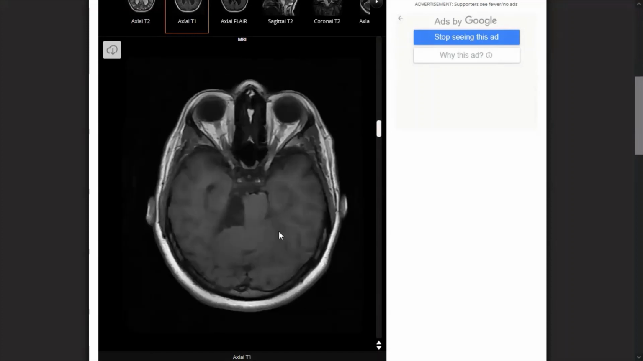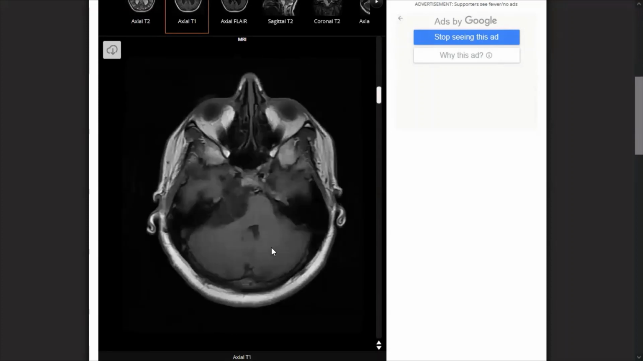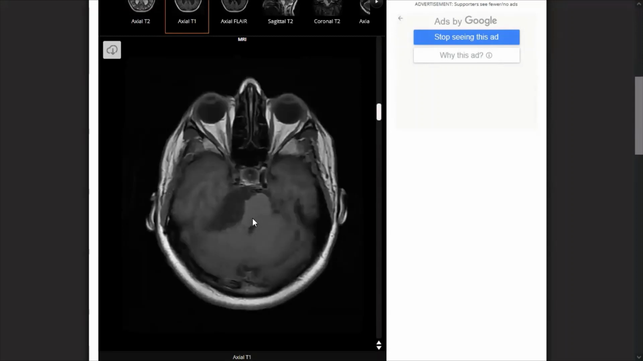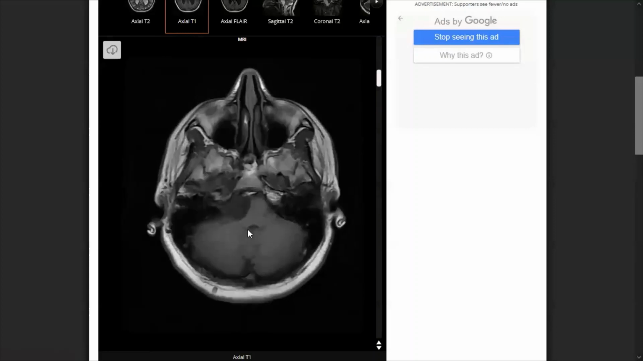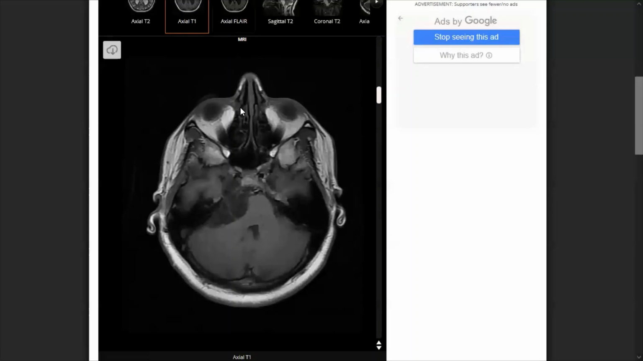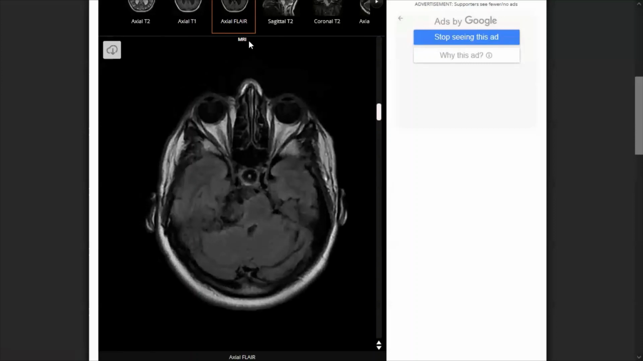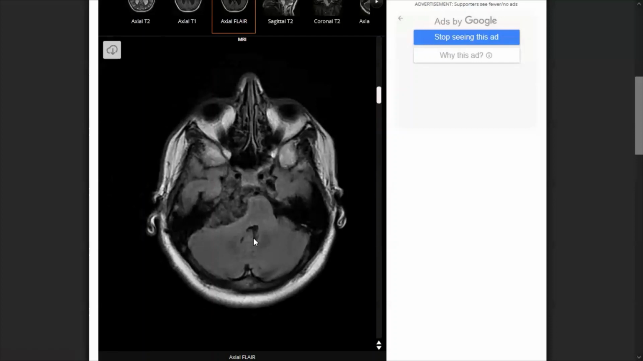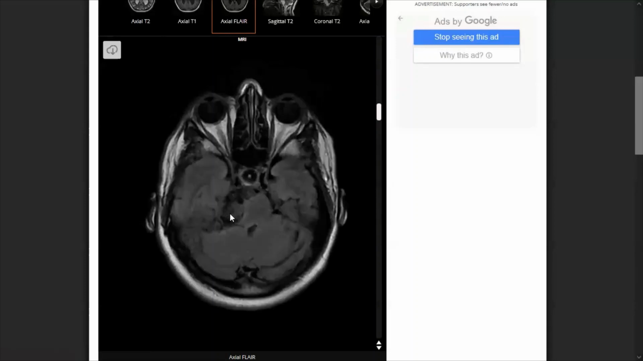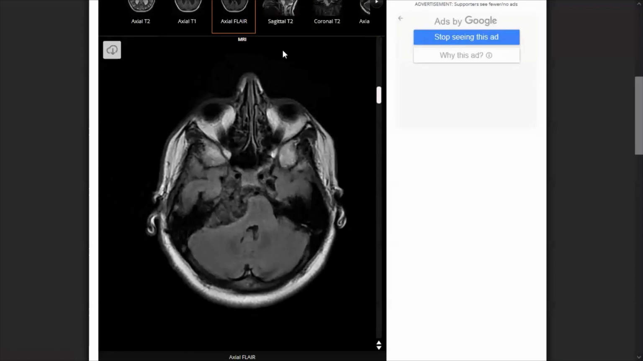This is an axial T1 naked image of the MRI brain of the same patient showing a hypointense lesion causing compression over the ipsilateral brainstem at the level of the pons and slightly at the level of the medulla oblongata. The lesion again appears to be extra-axial in nature. And this is the T1 naked image. This is the MRI FLAIR of the same patient. Within the FLAIR, I can appreciate heterogeneous iso-intense areas within the lesion, being suggestive of a solid appearance rather than a cystic appearance of the lesion.